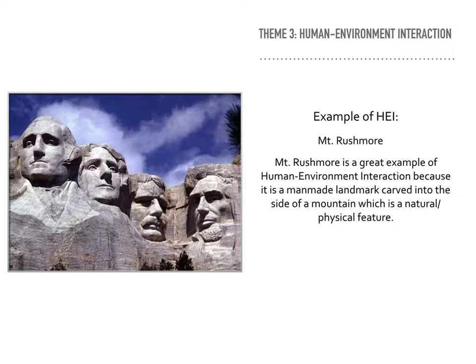Mount Rushmore is another example of human-environment interaction because it's a man-made landmark carved into the side of a mountain. It has consequences for doing that. I'm sure some wildlife may have gotten uprooted when they were carving this into the mountain. So wildlife was definitely impacted by carving the presidents' faces into the mountain. Some plants, I'm sure, had to be removed from the cliffside. All consequences that have to be considered.